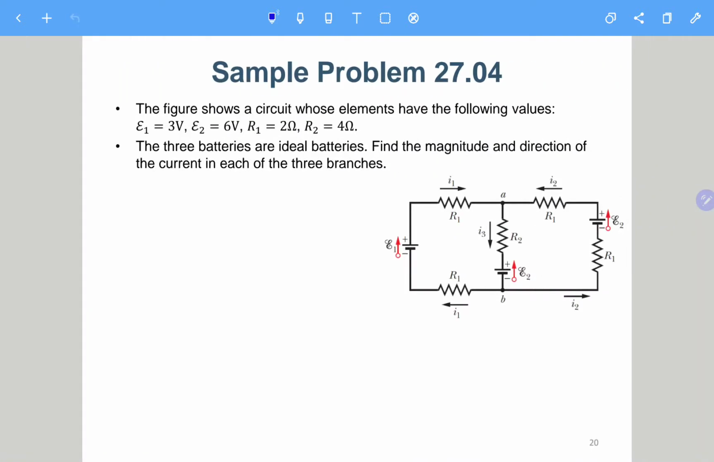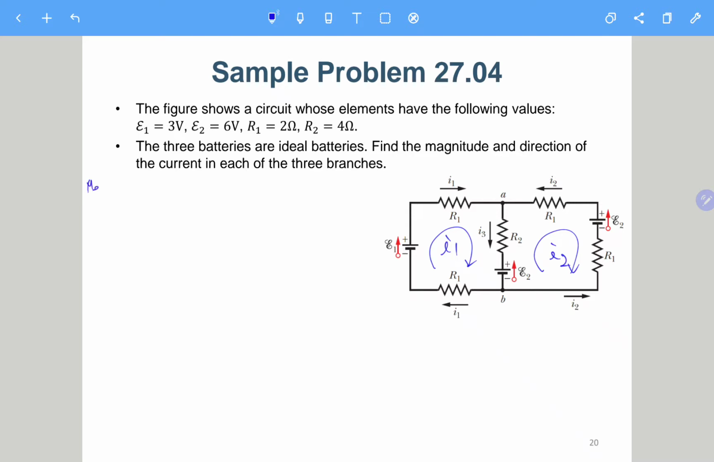Okay, so next we have another sample problem. This circuit will be a bit more complicated. We have 1, 2, 3 sources, and then we have 1, 2, 3, 4, 5 resistances. So let's use mesh analysis to solve this circuit. Let us define, this is I1, this is I2, this is I2. We go through these two meshes one by one.